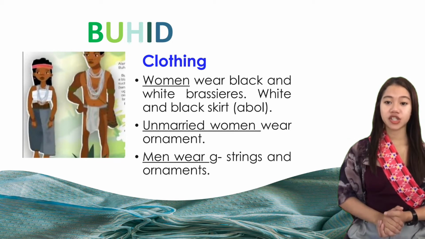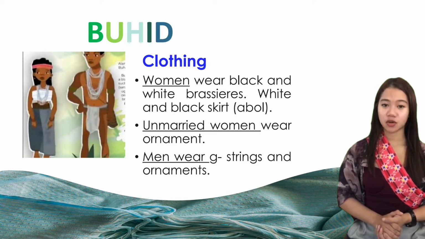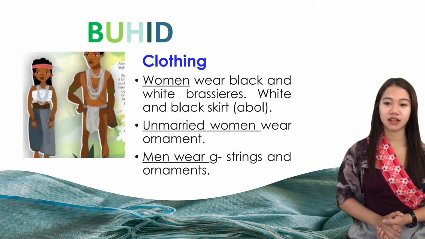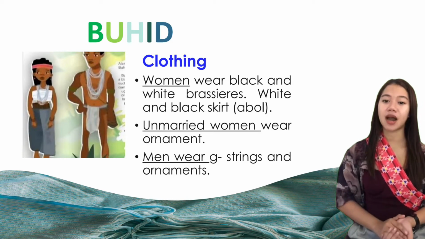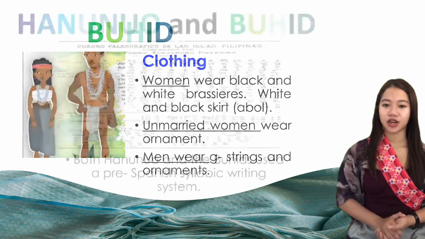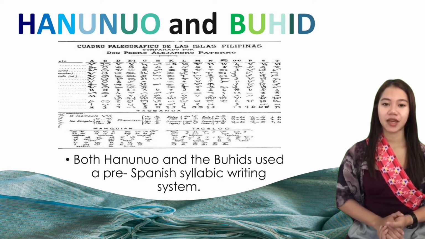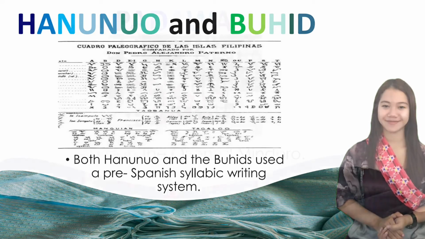While the men wear G-strings and also wear ornaments like a long beaded necklace, a tight choker or ugot, and a beaded bracelet used to enhance body beauty. Both genders could use an accessory bag called bayong for personal things like combs and knives. Together with the Hanunoo, the Buhids possess a pre-Spanish syllabic writing system. That would be all, and thank you.